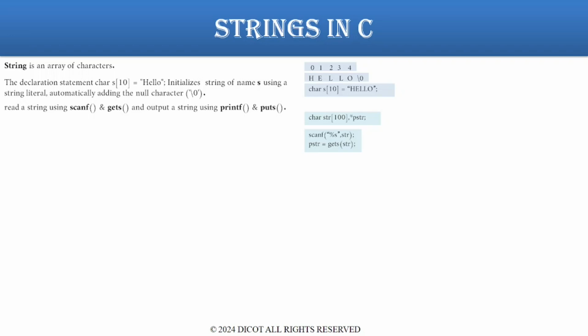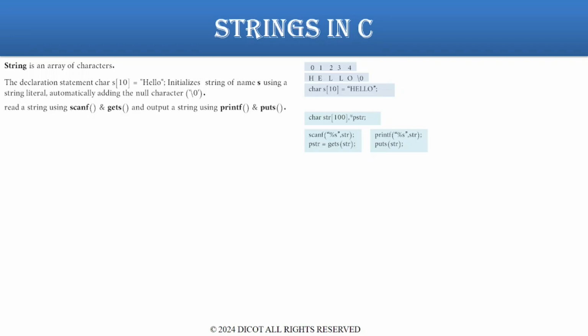Now let's see how to display a string onto an output device. We can use functions like printf or puts. In printf, use the %s format specifier to specify the type as string as the first argument and the string name as the second argument. For the puts function, just specify the string name as an argument. It will print the string on the output device.